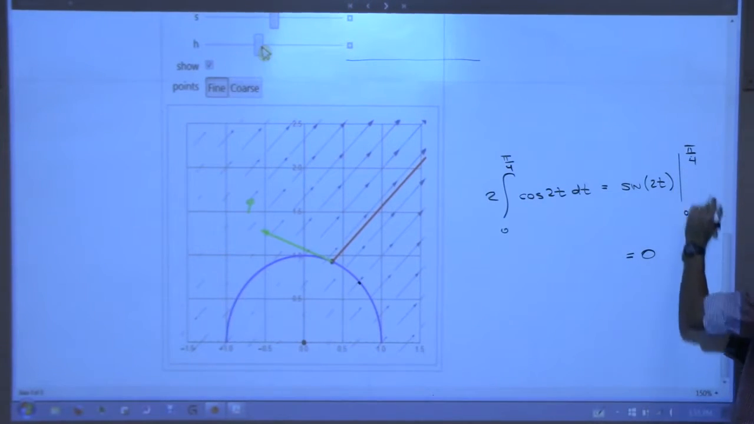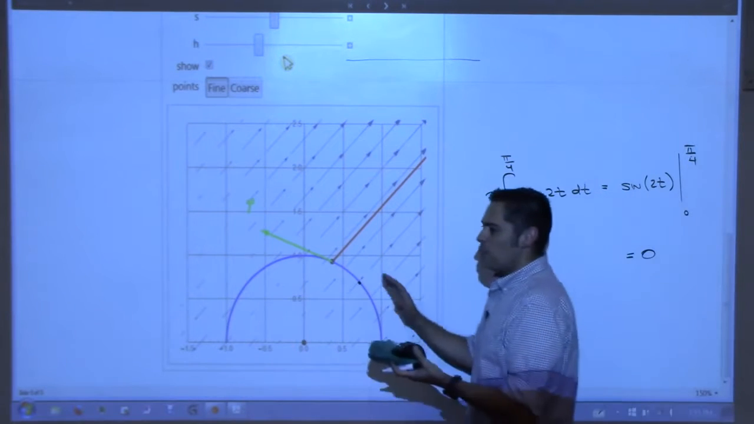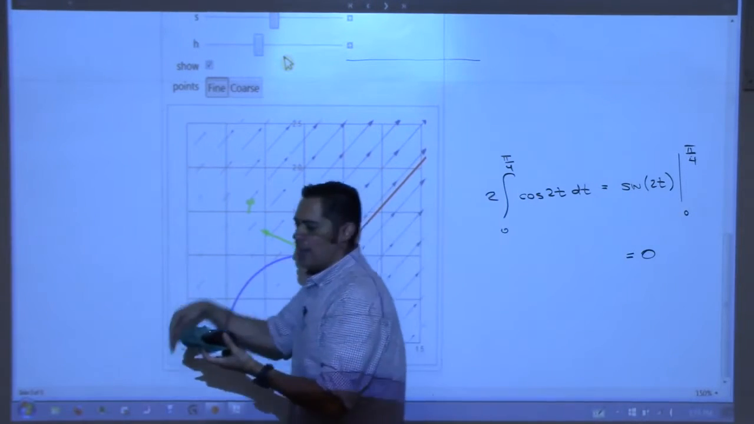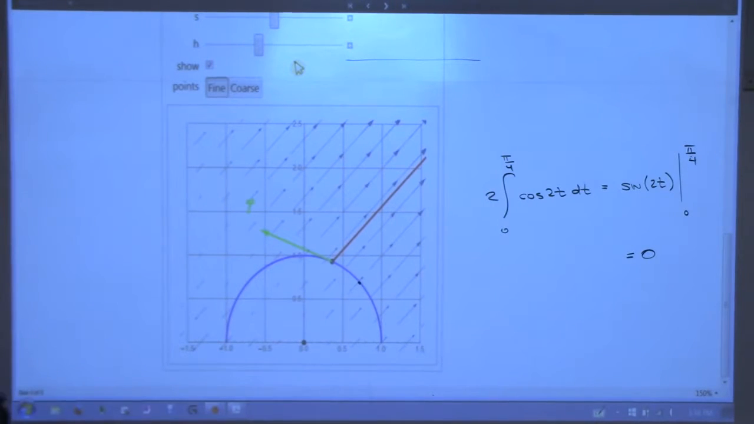Right? And now that's what? Pi over 2. Sine of pi over 2 is 1, so you'd get 1. Right? The idea is that you're getting positive work and negative work together here. At the end, it turned out to be 0, but that doesn't mean no work was ever done.